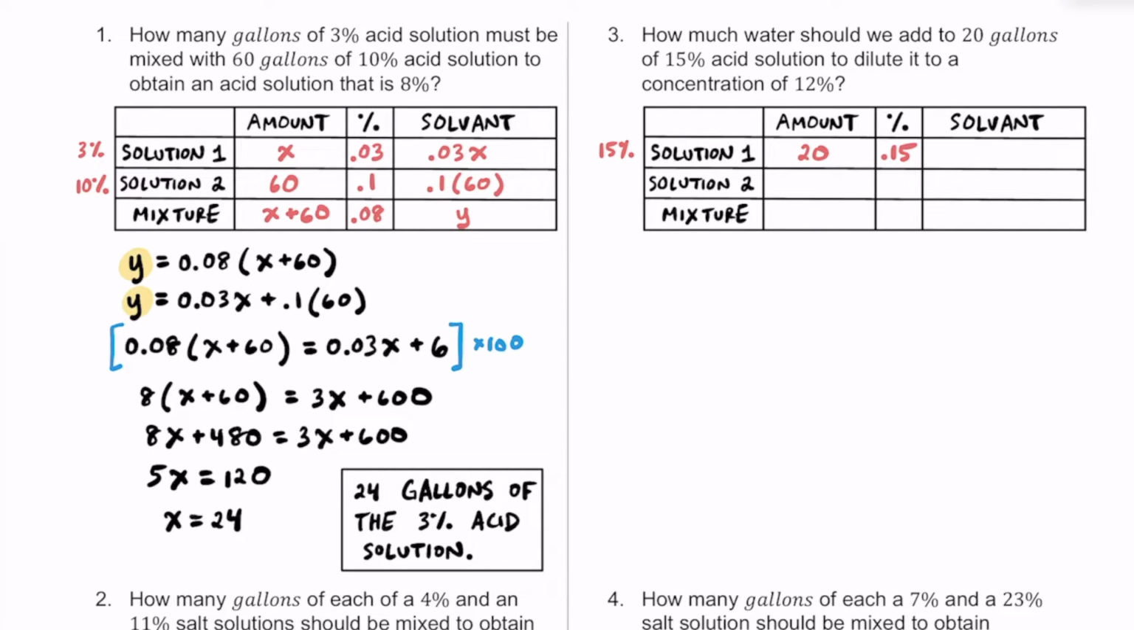And let's see, we're going to be adding water to this to dilute it. So water is not going to have any acid in it at all. So that's going to be 0%, right? It's just going to be diluting a little bit, so it has less. We're trying to get from 15% to 12%. So I'm going to go ahead and write that over here.